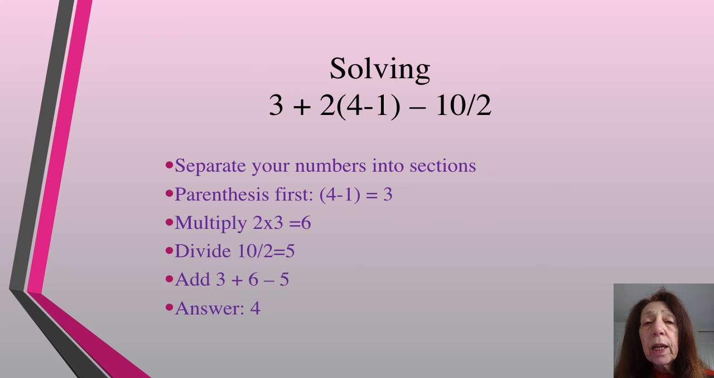Okay, we now have 3 and 6. Next is the division. 10 divided by 2 is 5. So now we're going to put it all together. 3 plus 6 is 9, minus 5 is 4. So the answer is 4. Did you get that? If you did, great. If you didn't, go back, see if you can understand what I did and how and why I did it.